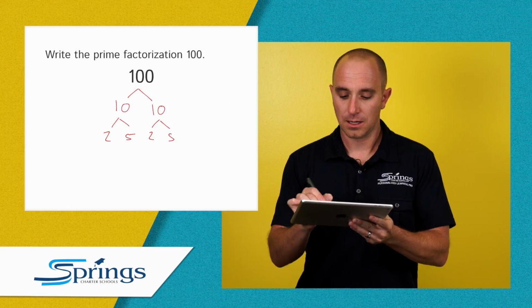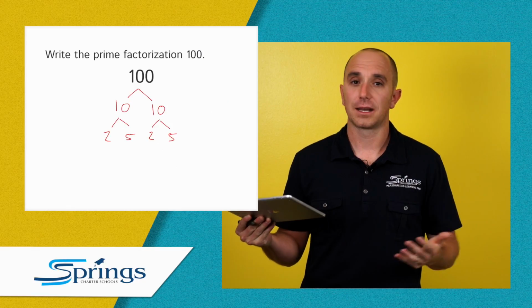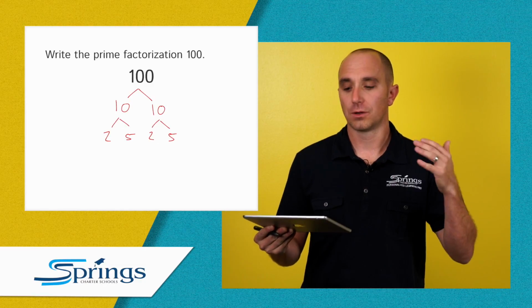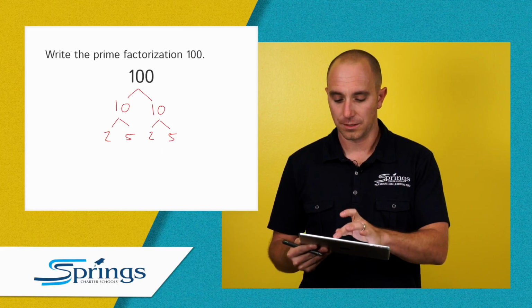All right. Then I have to look. Can anything go into 2s and 5s? Not except the 1 and itself. So 2s and 5s are prime numbers. So 2 times 5 times 2 times 5 is the prime factorization of 100.